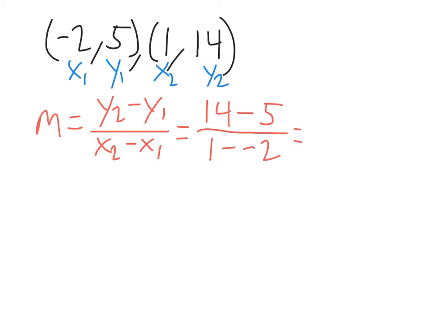So now we do the top and the bottom. So we say 14 minus 5, that's going to be 9. And then 1 minus negative 2. So you have to remember there's a minus here, but there's also a negative here. You have to put both in. And remember, what happens when you minus a negative? It's the same thing as adding a positive. So these are now plus. So instead of saying 1 minus negative 2, we're just saying 1 plus 2. And 1 plus 2 is 3. So 9 divided by 3, we can reduce that. 9 divided by 3 is 3. So that's our slope, 3.